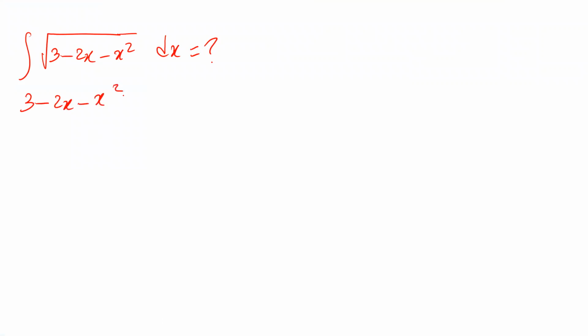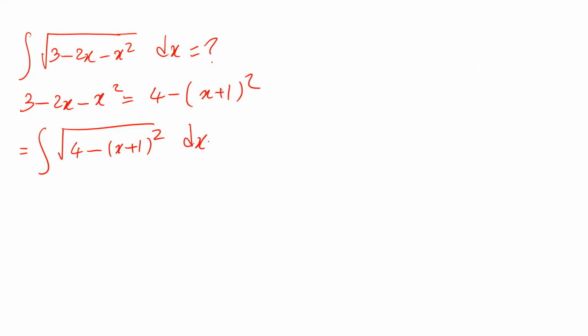Hi, I'm going to show you how to calculate the integral of square root of 3 minus 2x minus x² dx. Okay, so 3 minus 2x minus x², you can write it as 4 minus (x plus 1) to the power of 2. Therefore, you can rewrite this as the integral of square root of, instead of 3 minus 2x minus x², I write this expression, that is 4 minus (x plus 1) to the power of 2, dx. And this integral you can solve using the substitution rule.